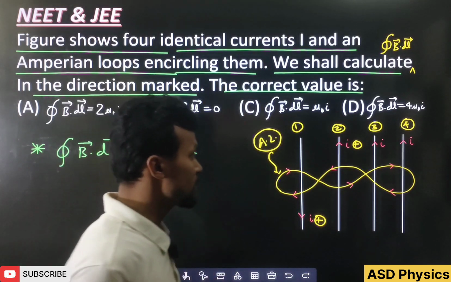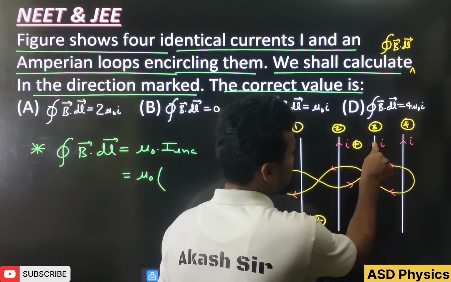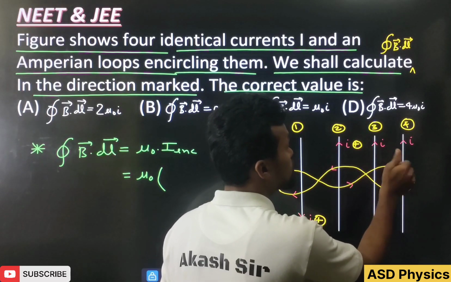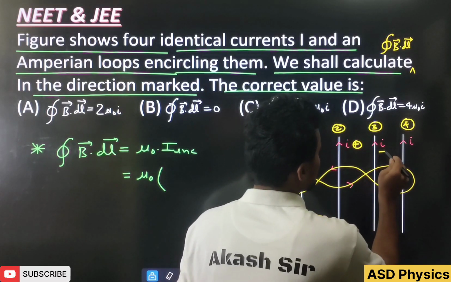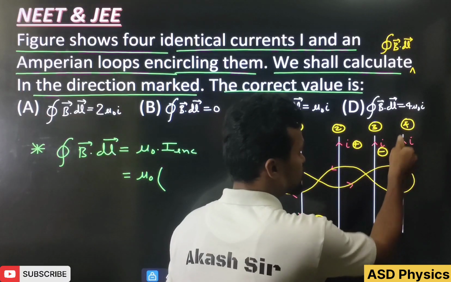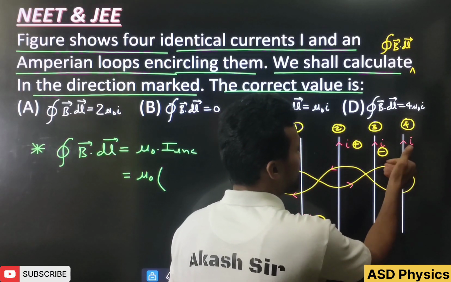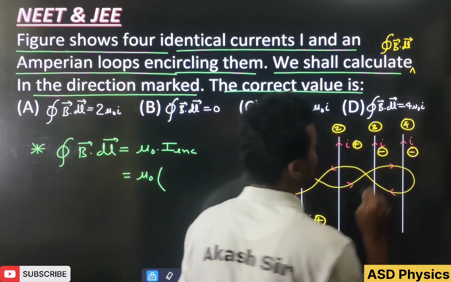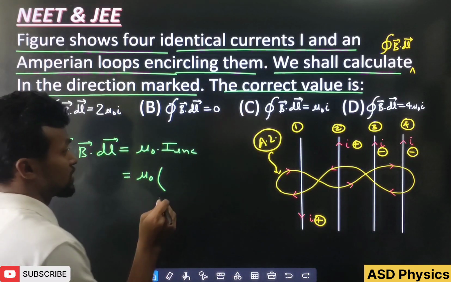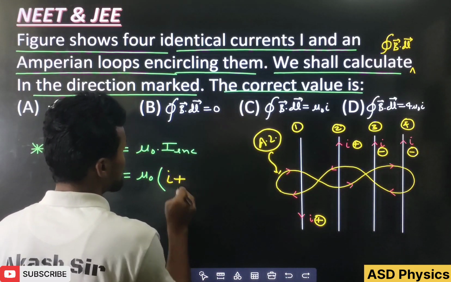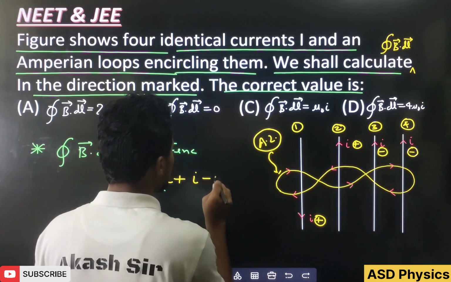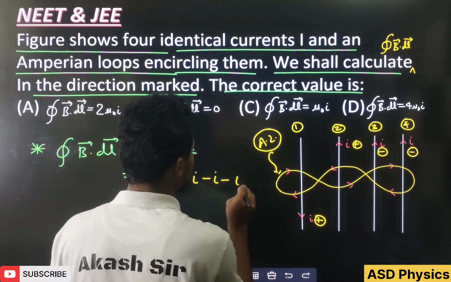Now after that, let's see here. My thumb is along the current and my curled fingers are going opposite to the Amperian loop. That means this is negative. For this also same story: my thumb along the current and my curled fingers are going opposite to the Amperian loop. That means this is also minus. So what can we write here? This current is positive I, this current is also positive I, but this current is negative, minus I, and this current is negative, minus I.